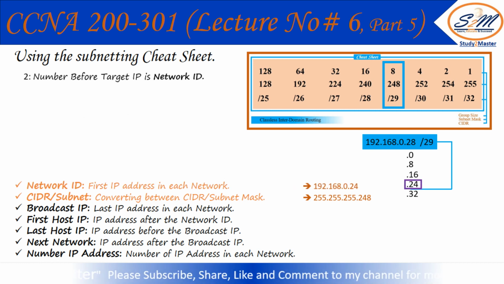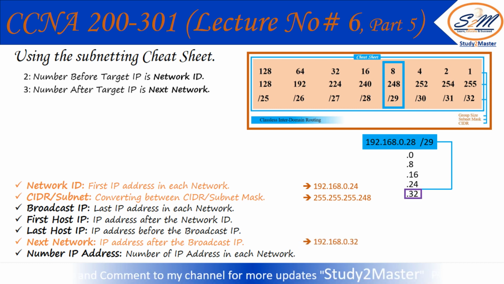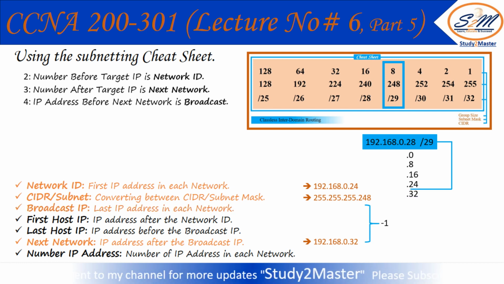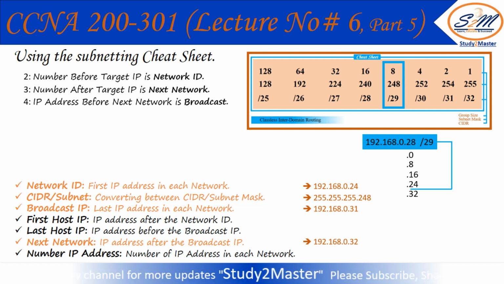So how do we define a network ID? The first IP address in each network is called the network ID, 192.168.0.24. The next network IP address after the broadcast IP address, 192.168.0.32. Broadcast IP is the last IP address in each network, or the easiest way, just subtract 1 from the next network. It will provide you the broadcast IP address.